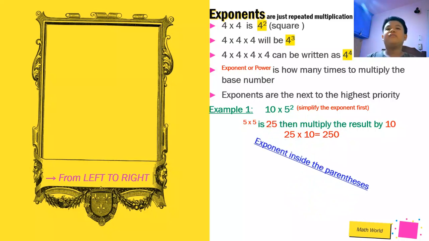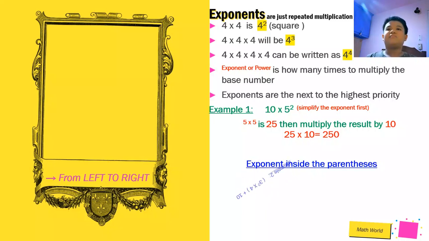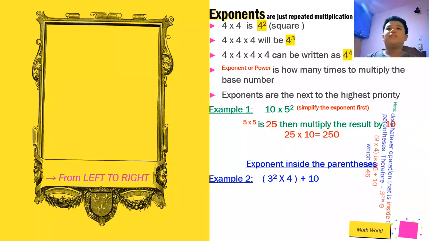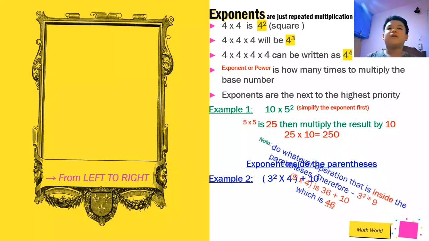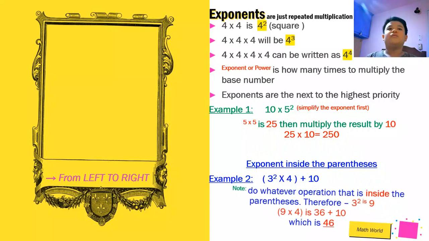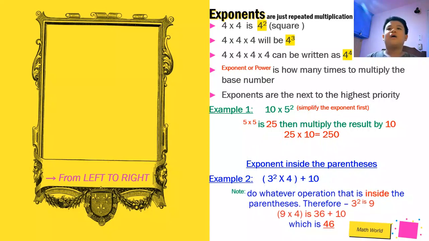And one thing we should remember, sometimes you are given a problem that has an exponent inside the parentheses, like this problem, (3 squared times 4) plus 10. And you may wonder, how can I get rid of the parentheses before I do the exponents? You might think that if you simplify the exponents first, you're breaking the rules. But the truth is that if you do whatever operation is inside the parentheses, you are doing the parentheses first. The parentheses really tell you where to start.